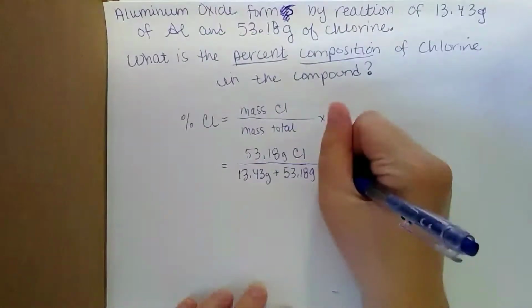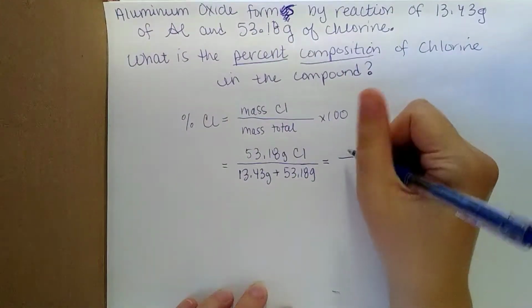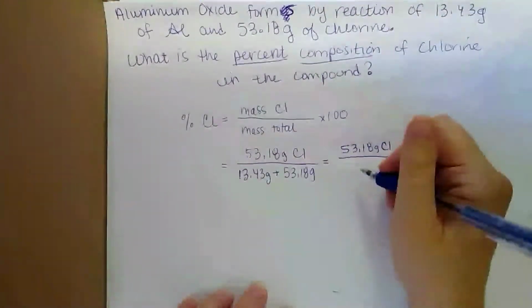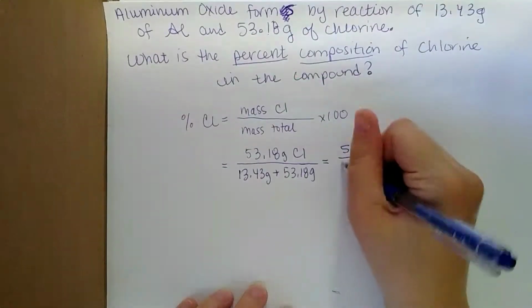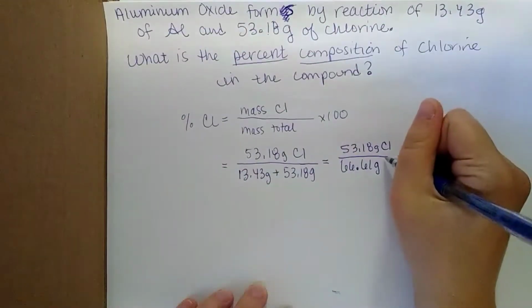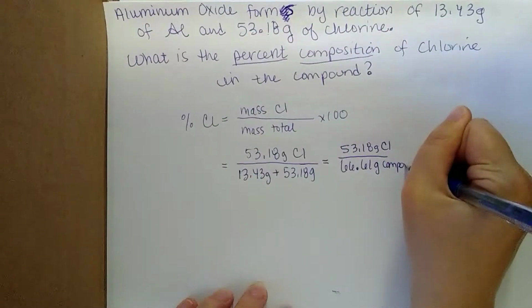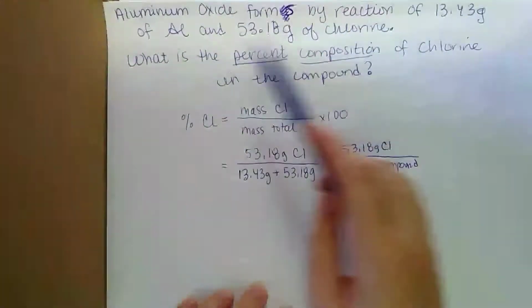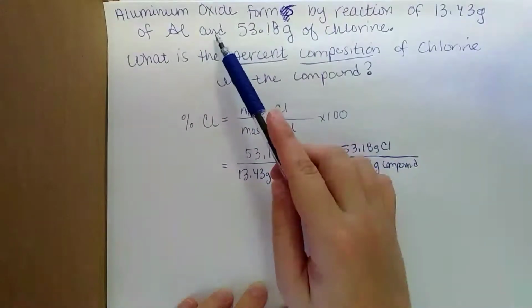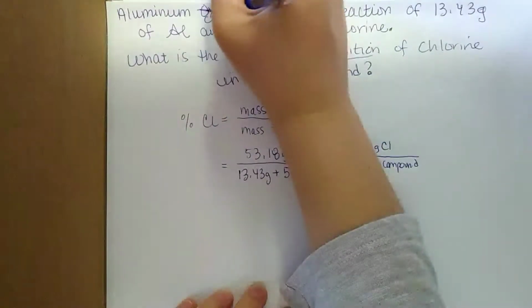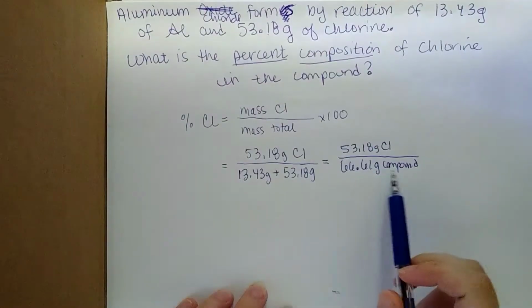And here, I'll reduce this further. So we're looking at 53.18 grams of chlorine, and then the mass of the compound, if you were to add these two together, ends up being 66.61 grams. And I'll just say grams of compound. Yeah, so once again, the compound's made of the aluminum and the chlorine, or the oxide. Or wait, sorry. No, this should be chloride. Sorry about that.